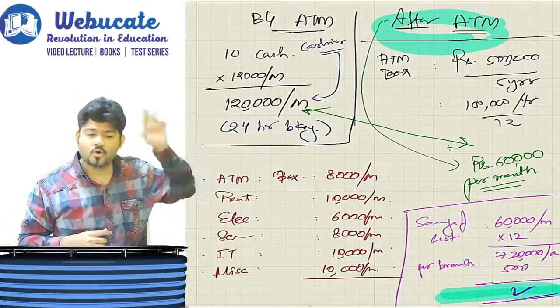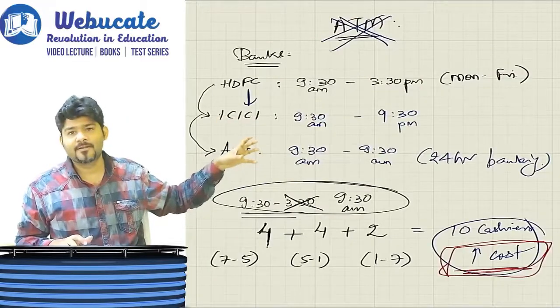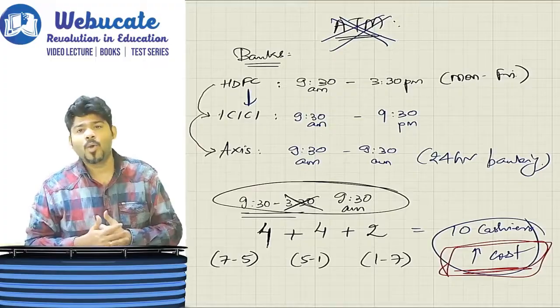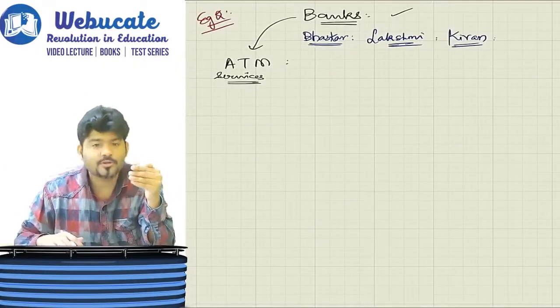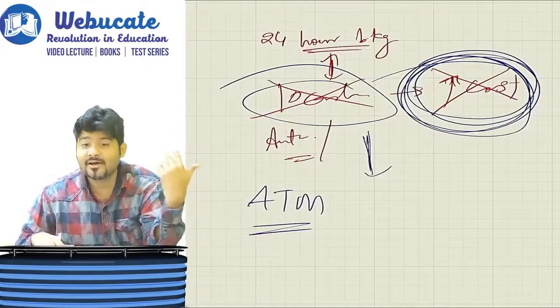Just look at the quantum of savings these banks made after ATMs removed the human intervention. Wow. And this is what, again I'm telling you, you have to use your brains. And you'll also be able to find a lot of places. So this is how ATM services were invented.